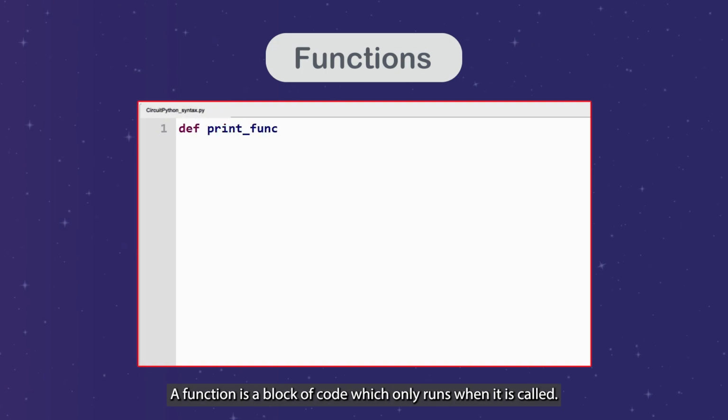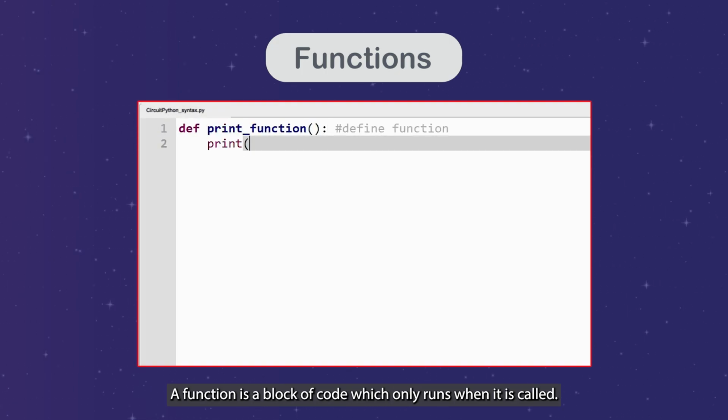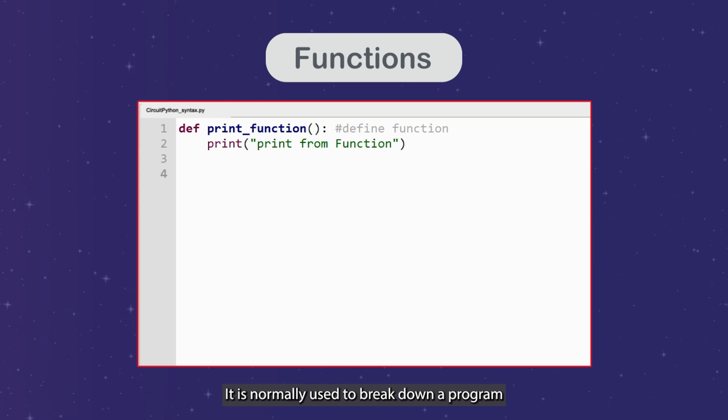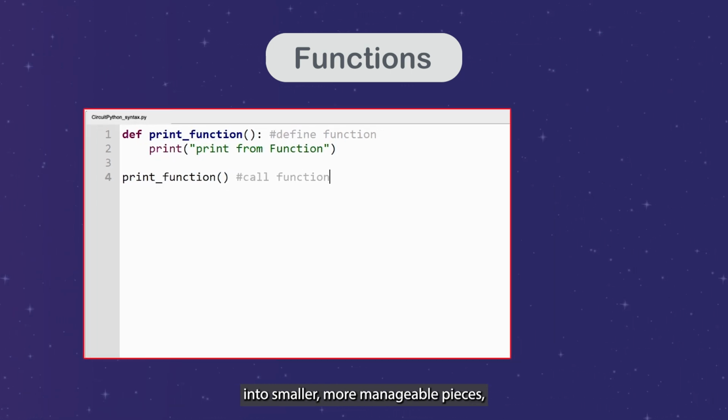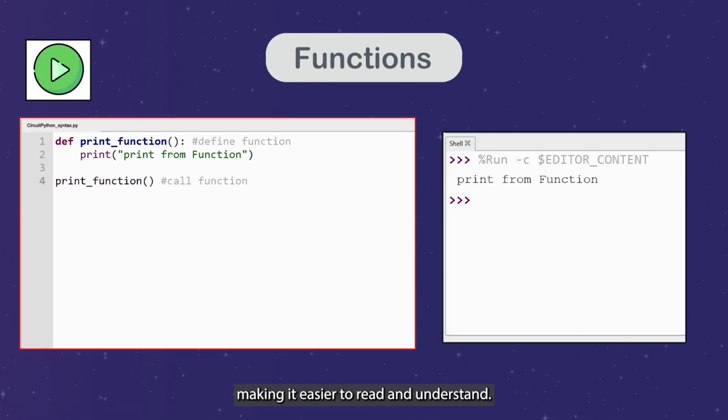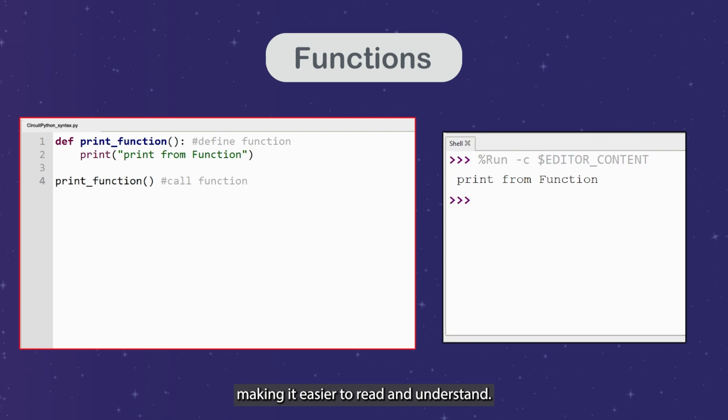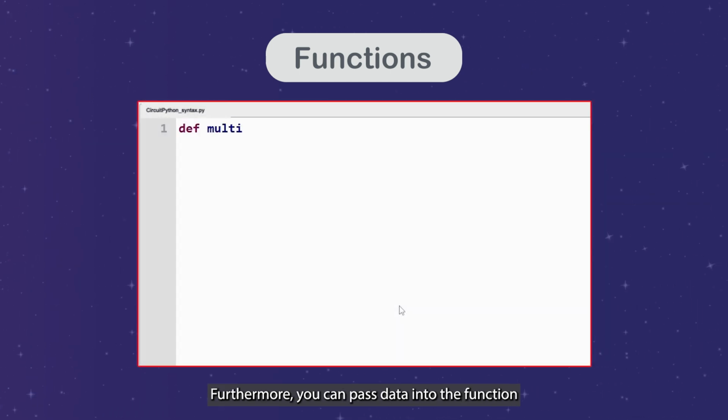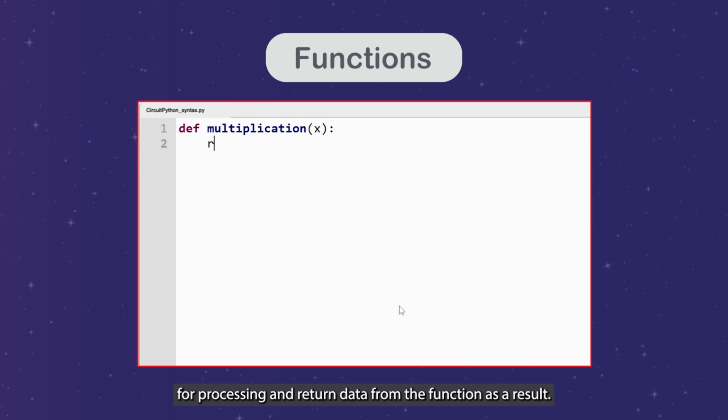A function is a block of code which only runs when it's called. It's normally used to break down a program into smaller, more manageable pieces, making it easier to read and understand. Furthermore, you can pass data into the function for processing and return data from the function as a result.